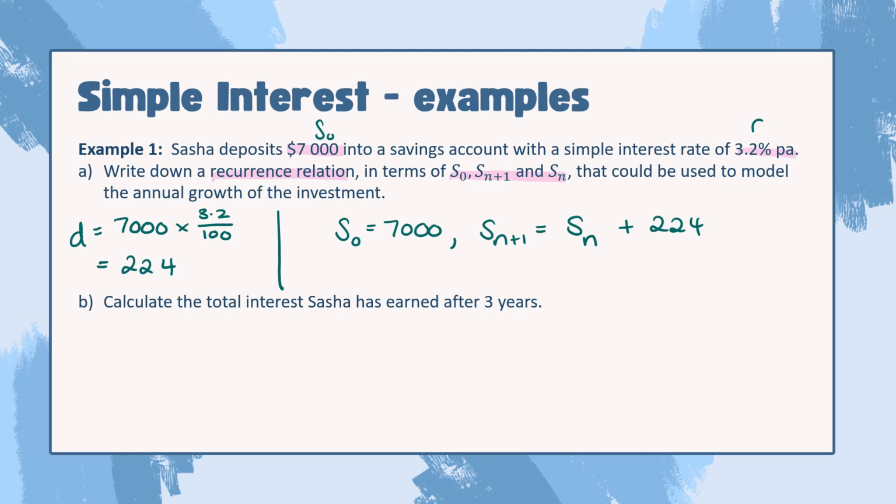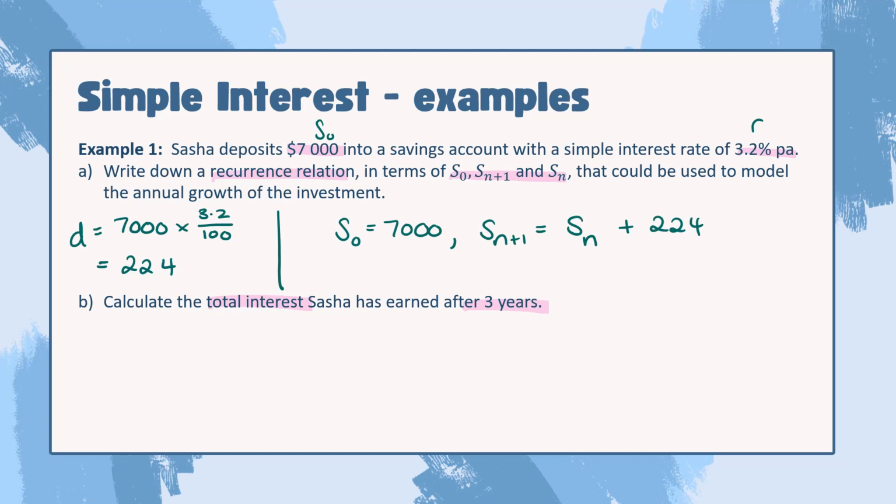In part B, we're now asked to calculate the total interest that Sasha has earned after 3 years. We have two ways of doing this. We can either apply 3 iterations of our recurrence relation, so find S1, then S2, then S3. Find the value of the investment after that time.